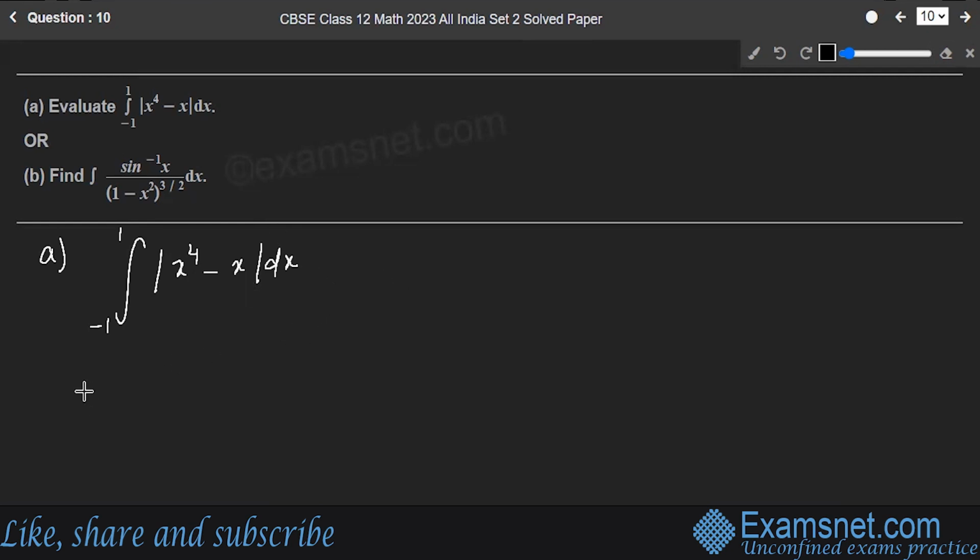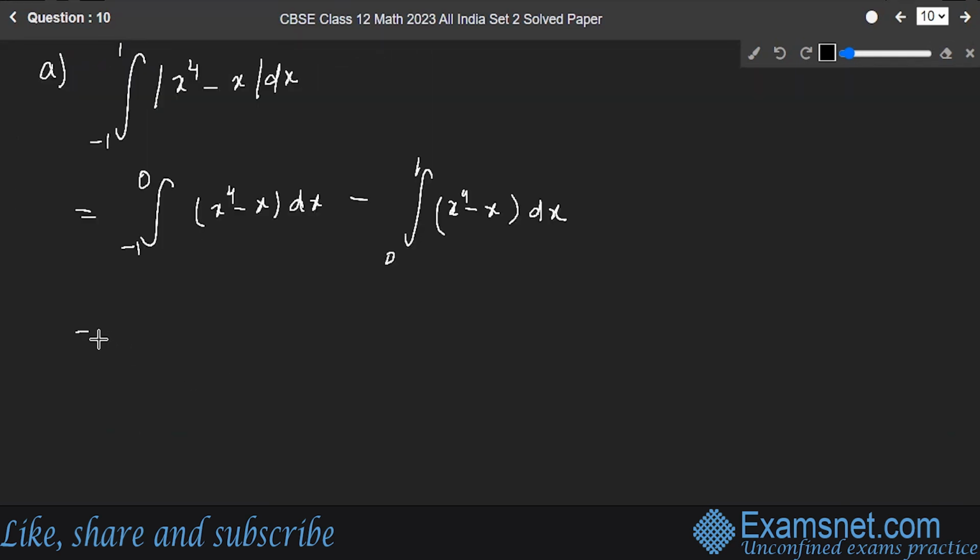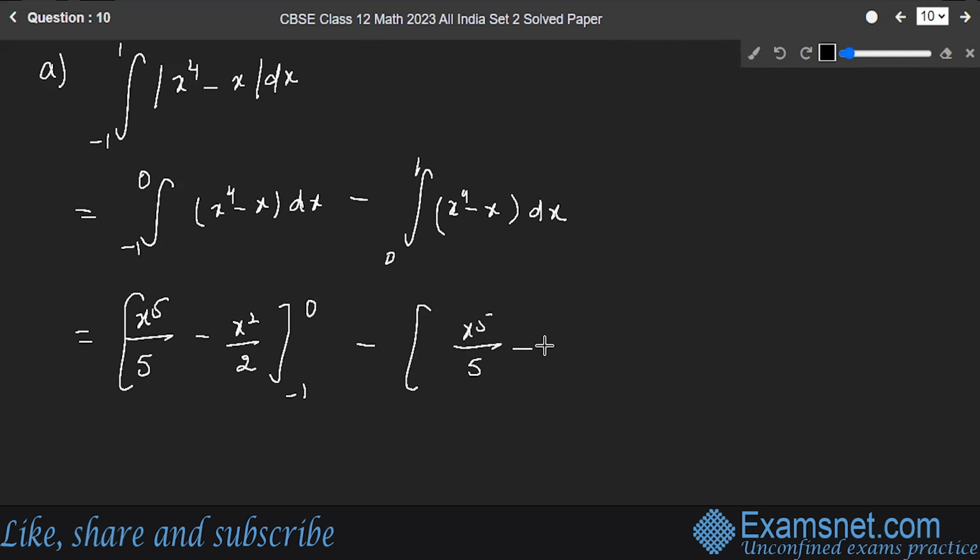I'll split the limits now. So here will be -1 to 0 of x raised to power 4 minus x dx, minus the integral from 0 to 1 of x raised to power 4 minus x dx, right? Now let's find out the integral. This will be equal to x raised to power 5 upon 5 minus x square upon 2, limits -1 to 0, minus x raised to power 5 upon 5 minus x square upon 2, limits 0 to 1.